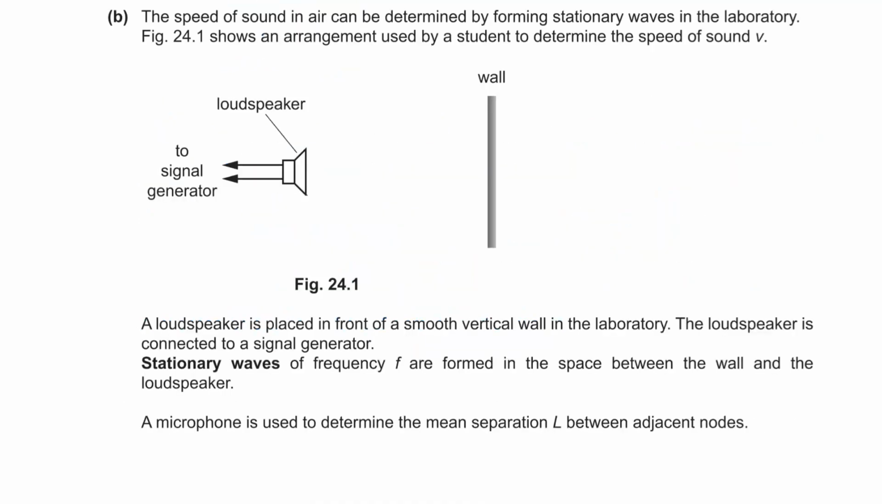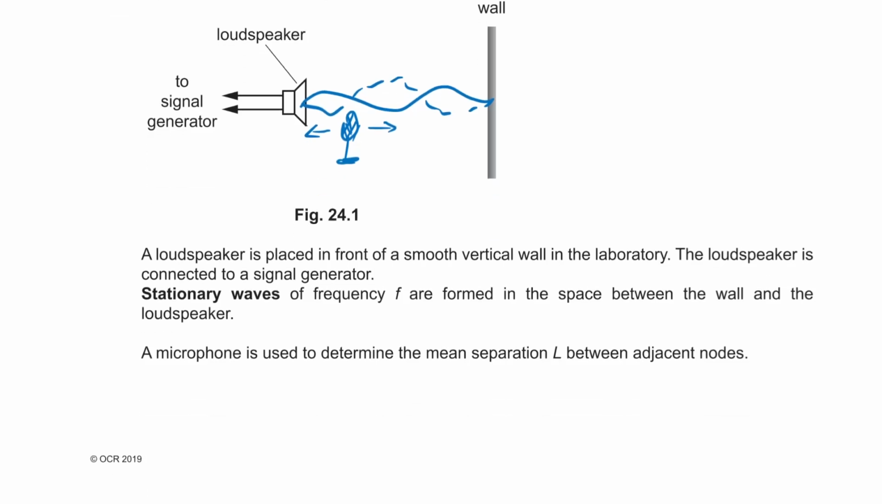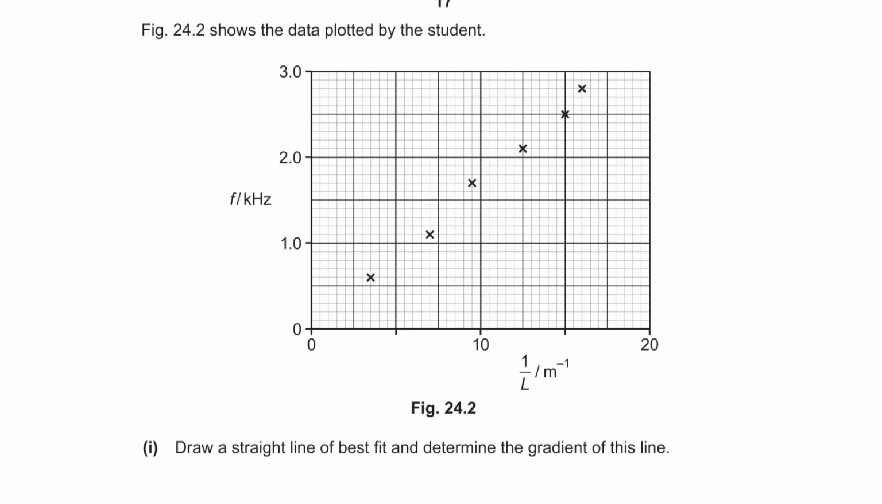Okay, B, we have a loudspeaker, and we have stationary waves being set up, and then we're using a microphone. It's measuring where the nodes are, so that means there's no energy there. So it's going to be quiet on the microphone. Not that we care too much about that.